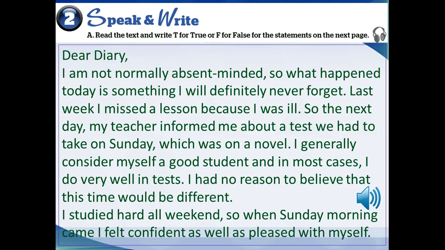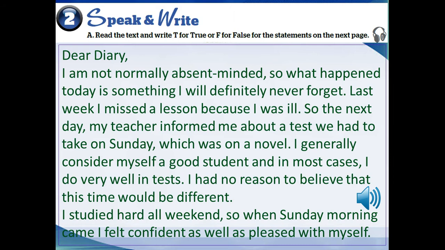So here we have a piece of writing. A student is talking about a difficult day he spent. He says, "Dear diary." We learned diary before. A diary is a notebook in which you write about or describe what happened to you on that day. Diary means يوميات أو مفكرات. "I'm not normally absent-minded, so what happened today is something I will definitely never forget."